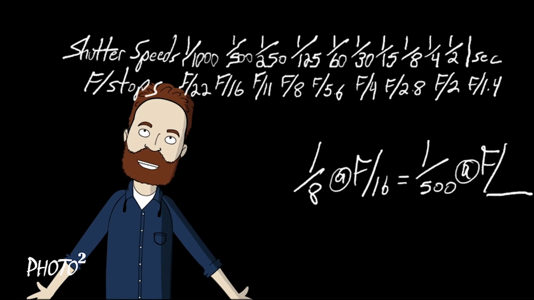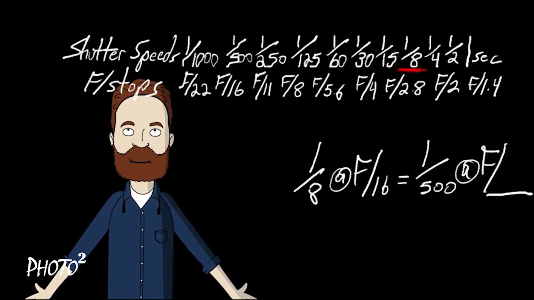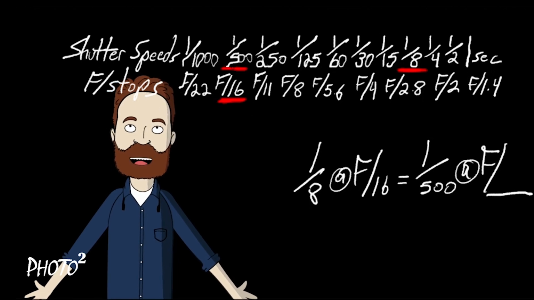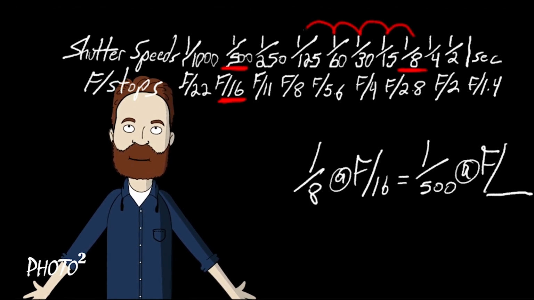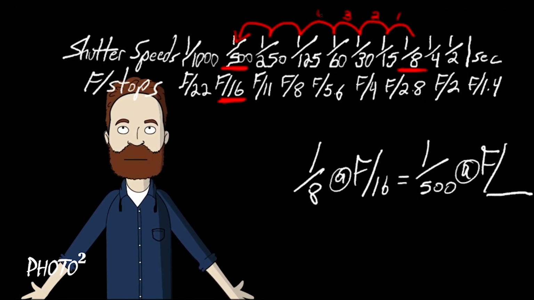Obviously, we want to freeze something, right? Change our shutter speed from 1/8 to 1/500th. Mark it on your scale so you don't get confused. 1/8 at f16, and then count the direction you're going. 1, 2, 3, 4, 5. Didn't count right. Let's do 1, 2, 3, 4, 5, 6.